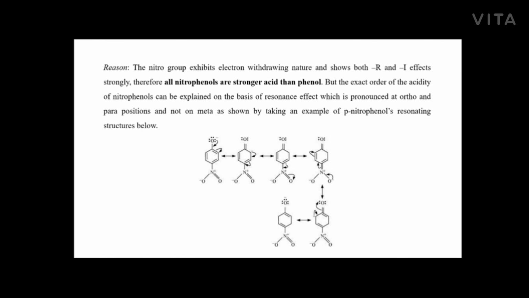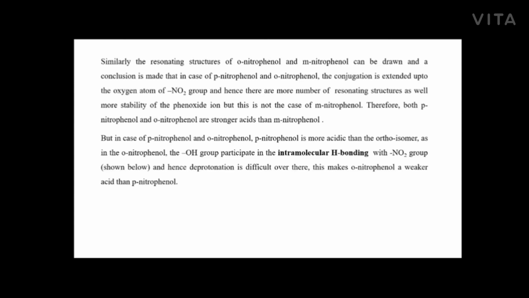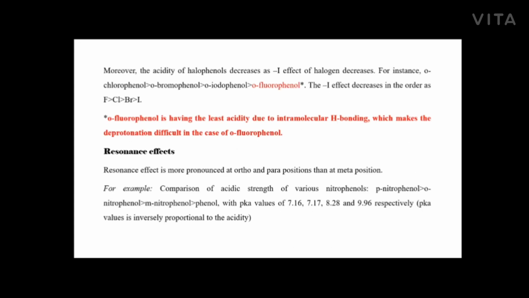So this is the example of the nitrophenols. You may see the example by seeing the diagram as such. So in case of para and ortho, we are having this negative charge on that carbon to which the nitro group is directly attached. So that's why this resonance effect is much more pronounced at ortho and para positions only, and not on meta positions. Okay, so this is the case why para and ortho positions are having highest acidity as compared to meta nitrophenol.